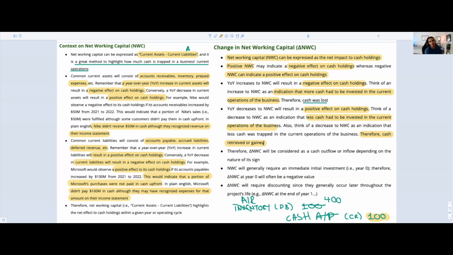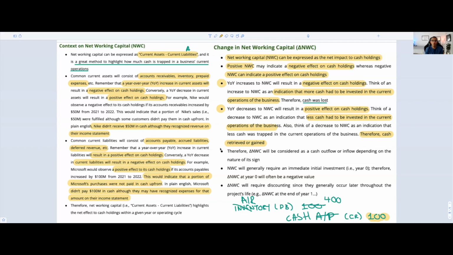A change in net working capital can be considered as a cash outflow or a cash inflow, right? Depending on the nature of the sign. And that's why these two points here are so crucial, because we see that if we have an increase in NWC, of course, this is going to be a cash outflow. But if we have a decrease in NWC on a year-to-year basis, this would indicate a cash inflow because we were able to retrieve cash, okay?